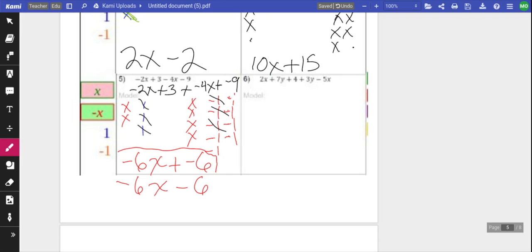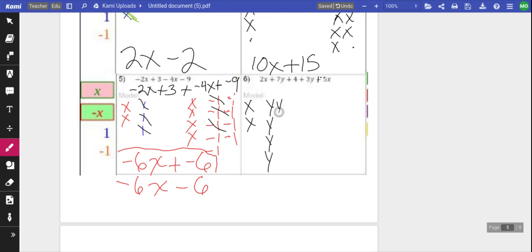All right. Going on to our last modeling. So I have 2x plus 7y plus 4x plus 3y plus a negative 5x if we add the opposite. All right, so we got some different numbers and letters going on. You notice we have 2 different variables. So here I have 2 x's, but then I have some y's. Now y's and x's are completely different from each other.